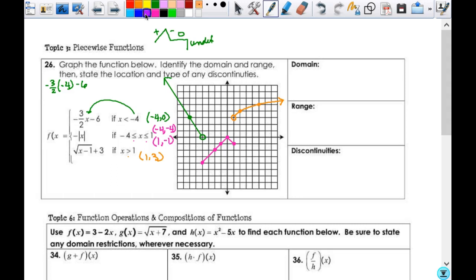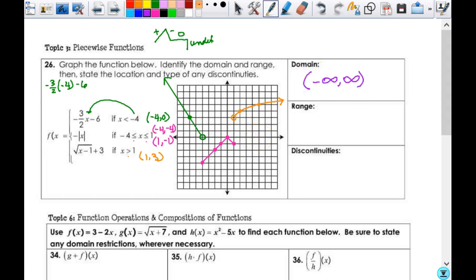So let's talk domain and range. Go from negative infinity for my x's. All these x's work. Oh, there's nothing there, but it gets taken care of there, so I'm good. Keep going on my x-axis. Oh, that's good, so I keep going. So my domain is negative infinity to infinity.